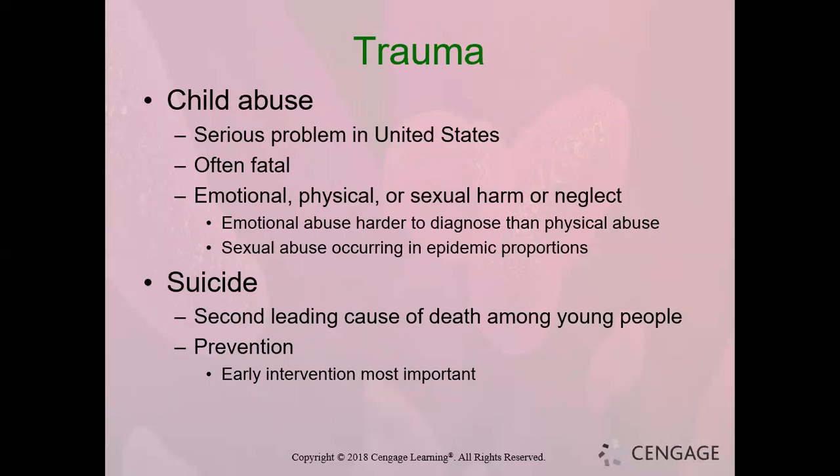There is trauma, unfortunately, and in our field, we see this more than average. And this is a serious problem. It can be fatal. There are different types of abuse, and sexual abuse is more prevalent than what any of us would like to think. Suicide is the second leading cause of death among young people, unfortunately, and early intervention is what they're talking about being the most important.